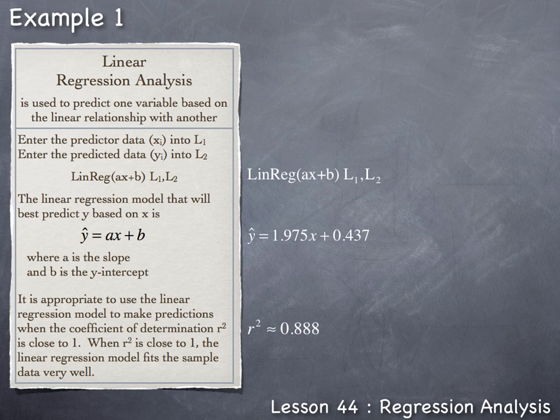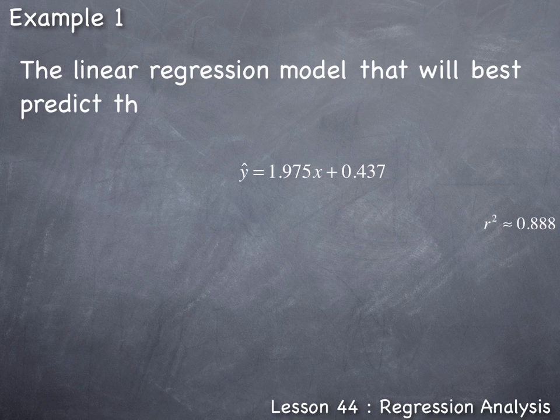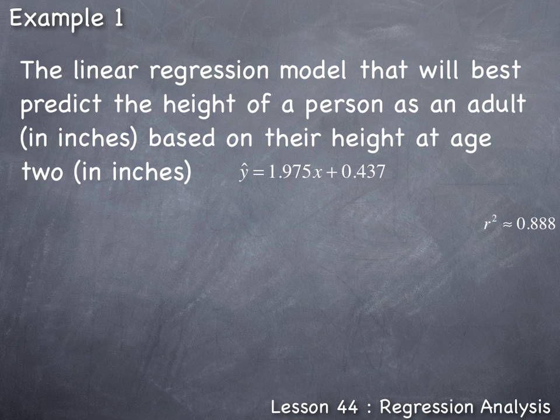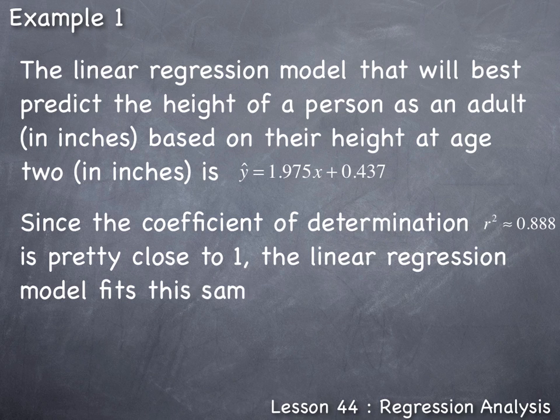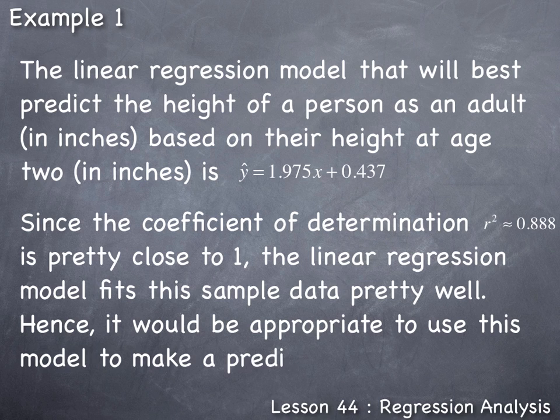So using these results, we can make the following statements. The linear regression model that will best predict the height of a person as an adult in inches based on their height at age 2 in inches is y hat equals 1.975 times x plus 0.437. And since the coefficient of determination, r squared equals 0.888, is pretty close to 1, the linear regression model fits the sample data pretty well. Hence, it would be appropriate to use this model to make a prediction.